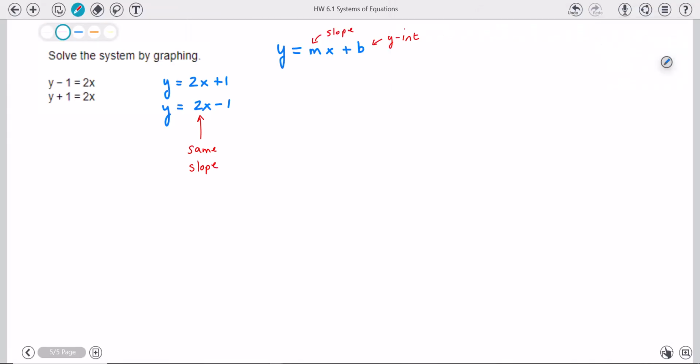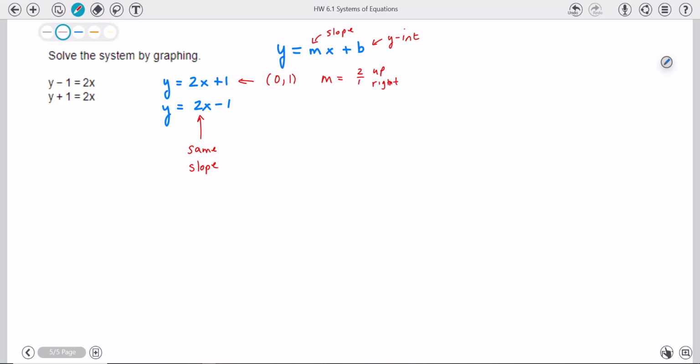So if I'm going to graph, let's go back to this again. When I graph these, what I do is I graph first my y-intercept, right? Remember the y-intercept is when x is 0, and then that's my y-intercept. And then I'm going to use my slope. Remember that would be 2 over 1. So I can go up 2 and over 1 to the right.